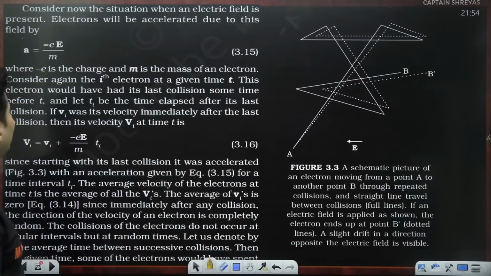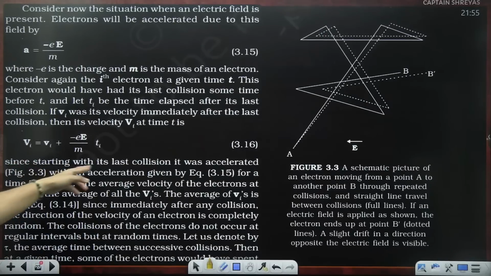Consider now the situation when the electric field is applied. Electrons will be accelerated by this particular formula, and then for any particular electron, the velocity after time t is given by the kinematic equation: final velocity is initial velocity plus acceleration into time. Since, starting with its last collision, it was accelerated with the given acceleration for time t, the average velocity for the electrons at time t is the average of all the v's, since immediately after any collision, the direction of the velocity of an electron is completely random.